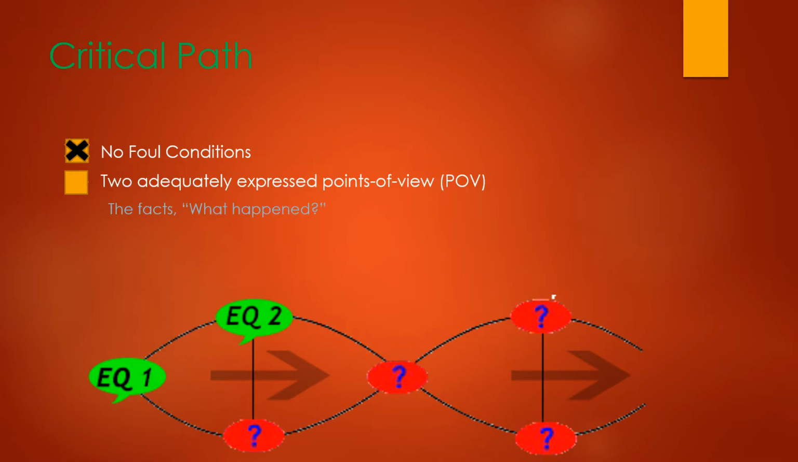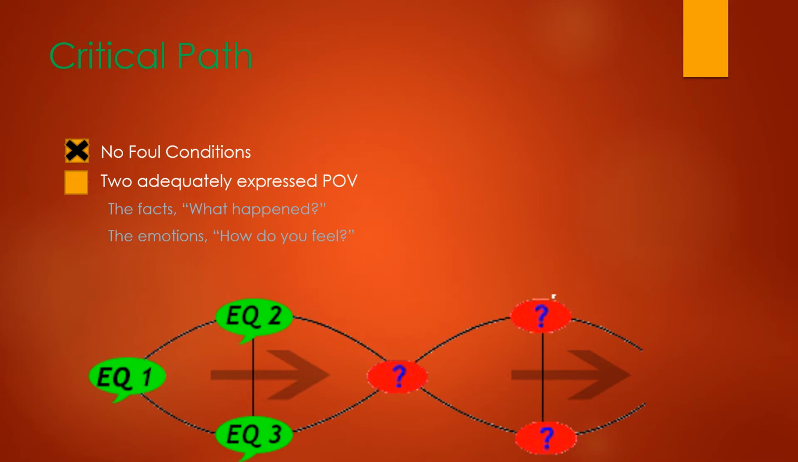There are 3 EQs for adequately expressing each POV, EQs 2, 3, and 4, but there is no order to them. This is important. They're listed randomly. In other words, you can start with any of the 3 POV EQs and you can skip around or go back and forth from one to another. The first POV EQ, EQ number 2, is what happened? What are the facts? We use EQ2 to get the facts.